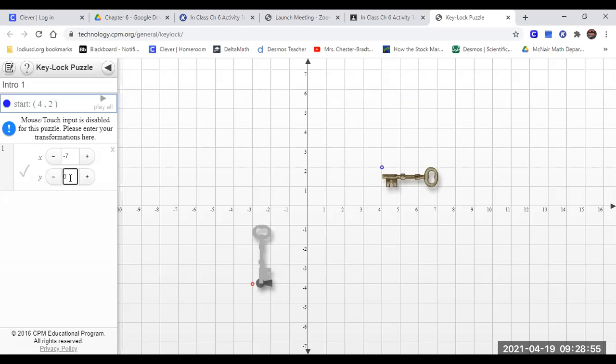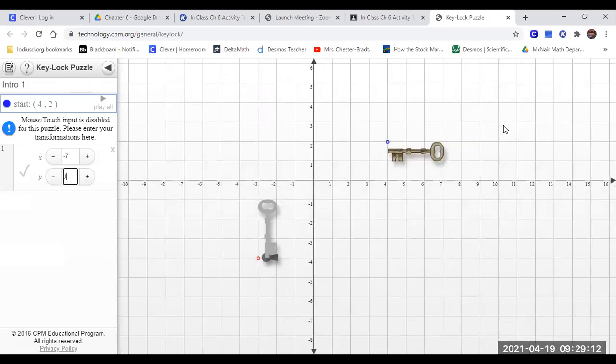All right, so we moved the X -6, right? Because we moved left. And for X's left is negative. Yes? So we need to move the Y as well. So is our Y moving positive or negative? From the blue to the red. Negative.